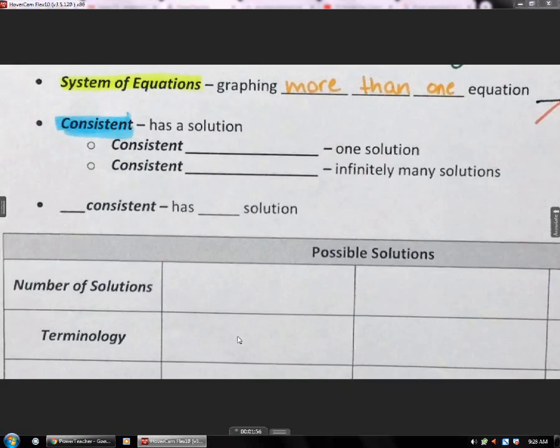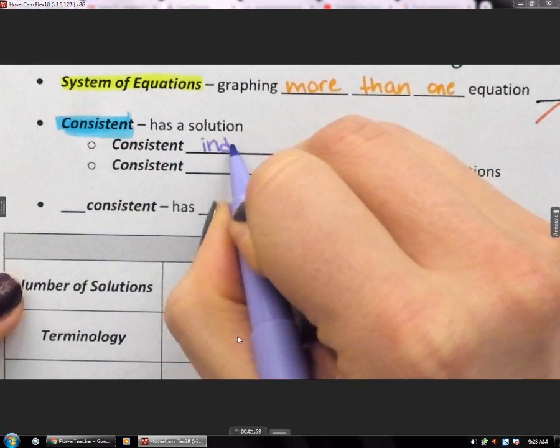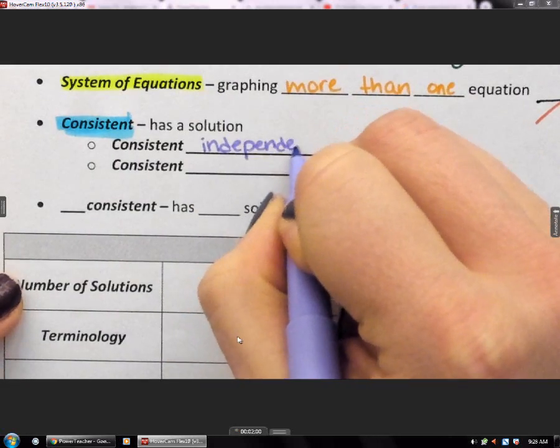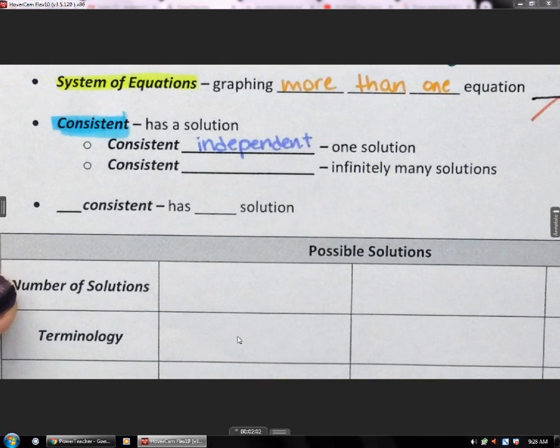Consistent independent has one solution. If you think of an independent person, they like to do things by themselves. One person by themselves in their room, independent, on their own. Independence isn't a bad thing.